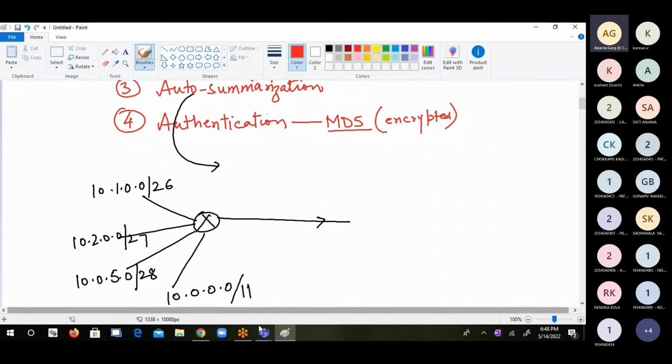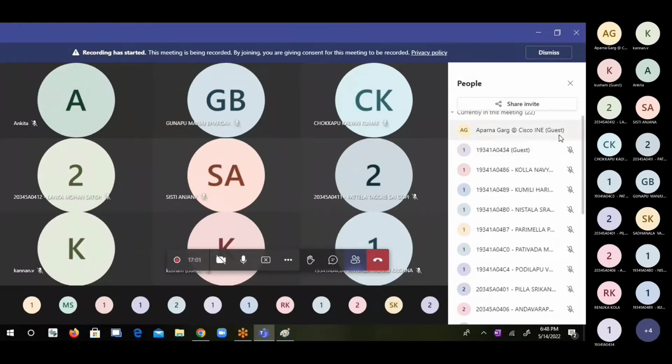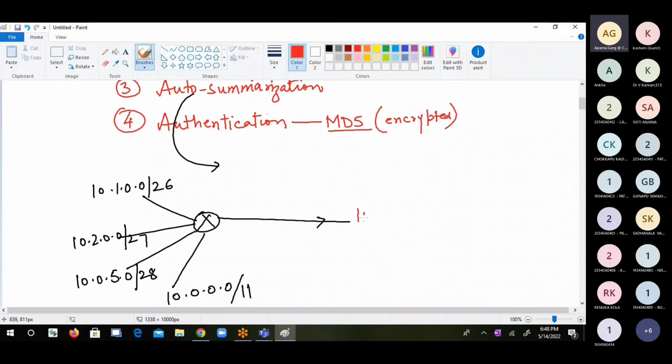Everyone, what is the classful boundary? What is the slash value for class A? Yes, Raj, Shrikant, Pavan, Kalyan, Hari, Nistala, Navya, Mohan, Tagore. What is the classful boundary of class A network? What is the subnet mask by default? Tell me quickly. 8, ma'am. 8, very good. So by default, it will convert everything to 8. Very good.